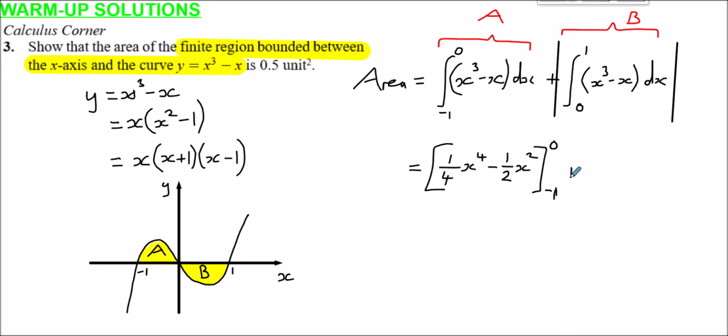And then we add on, again, the absolute size of this, which is the same function. So it's going to be a quarter x to the power 4 minus a half of x squared between the limits of 1 and 0. But again, remembering, we just want the size of that, the absolute size.